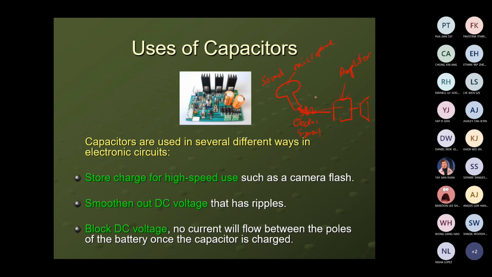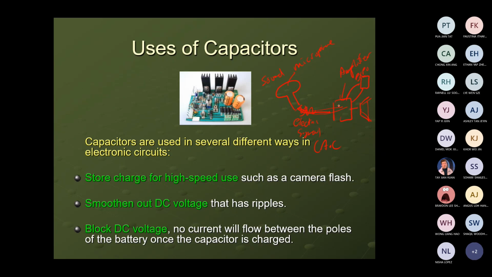The type of current produced by the microphone is an alternating current. The alternating current will flow to the amplifier, and the amplifier will amplify the signal and give a louder sound using a speaker. But this amplifier is connected to its own power supply, which uses DC, direct current.